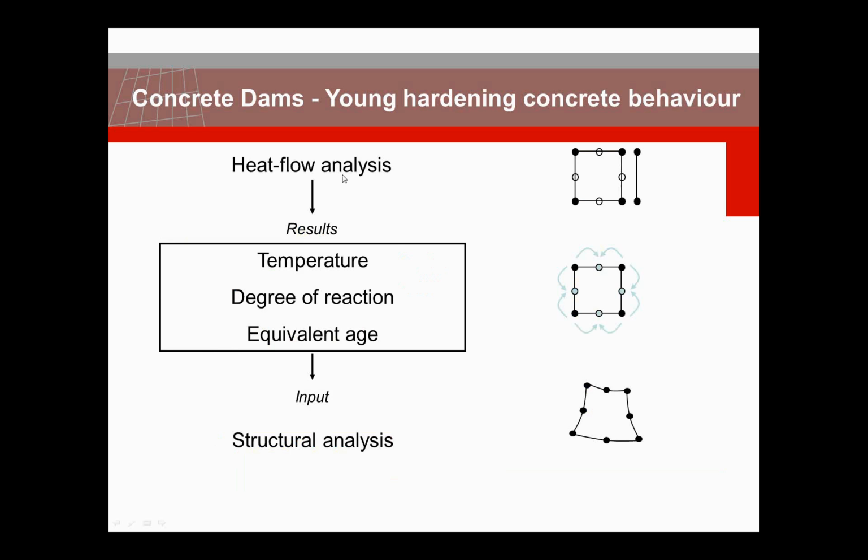We do a staggered analysis. First we do a heat flow analysis. We calculate the temperatures, and in the conversion we calculate from the time temperature curves in every point of the model also the degree of reaction and the equivalent age of the material. And these three parameters are the input in a structural analysis.